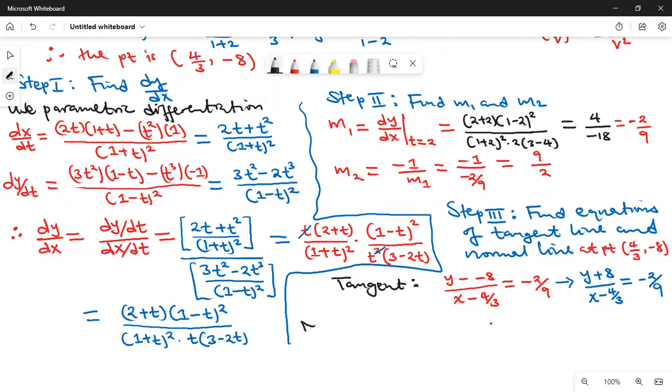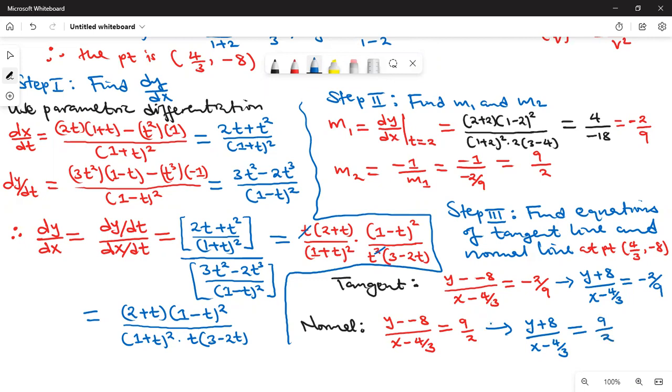What about normal? Normal line is change in y, y minus negative 8, over change in x, x minus 4 over 3, is equal to gradient of normal line, that is m2, that is 9 over 2. And this can also be written as (y plus 8) over (x minus 4 over 3) should give us 9 over 2.